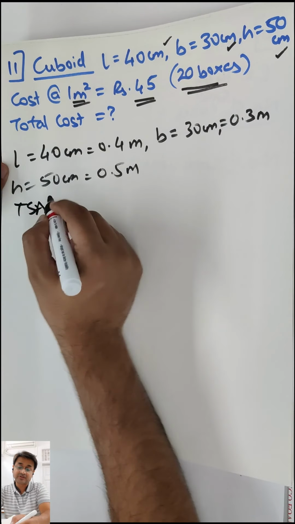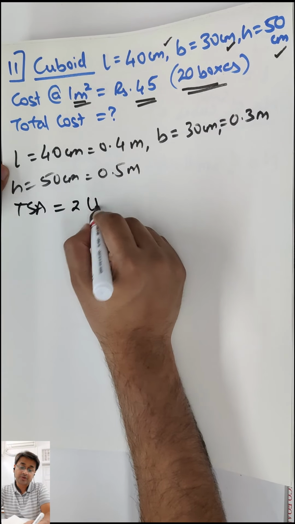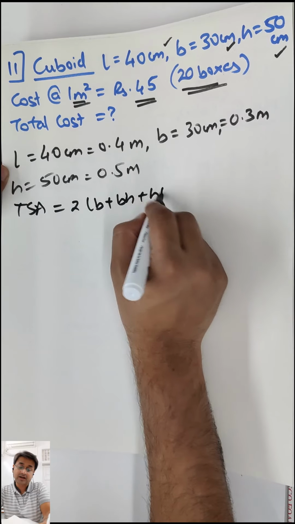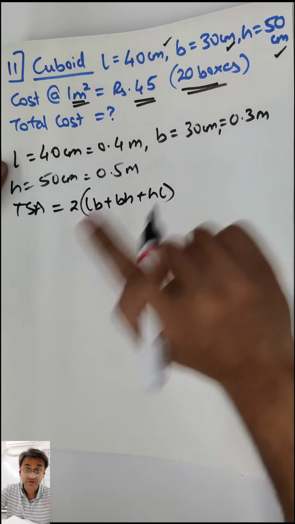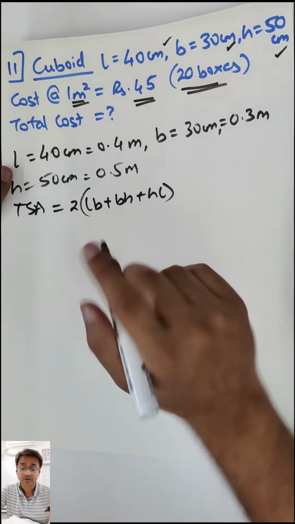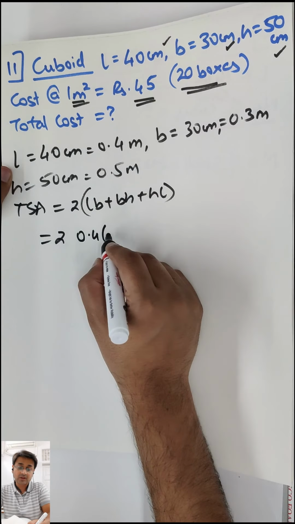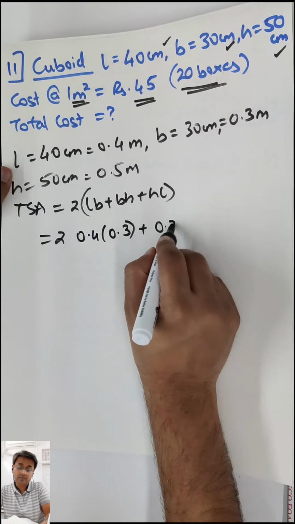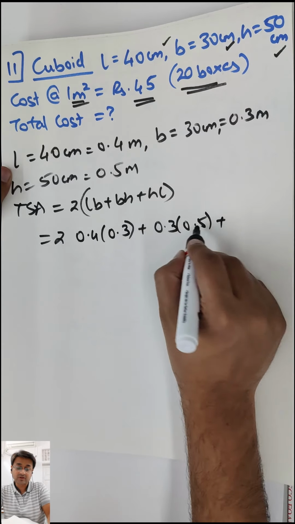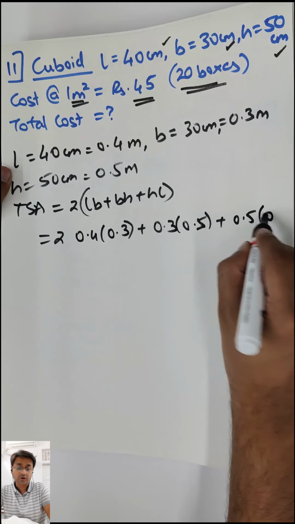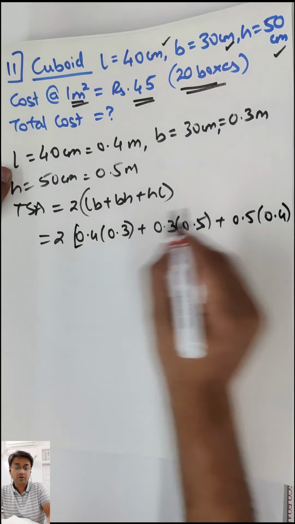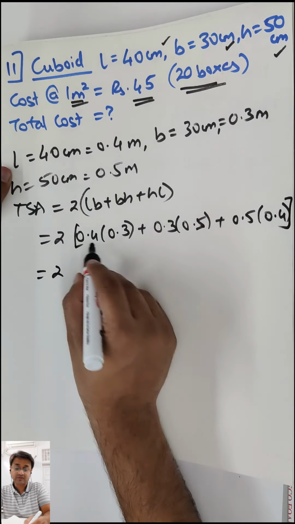So the total surface area of the cuboid is going to be twice (length × breadth + breadth × height + height × length). Lot of calculation, so please focus and don't copy on your own. So 2 times (0.4 into 0.3, 0.3 into 0.5 and 0.5 into 0.4), the whole bracket. Don't mess up anywhere please.